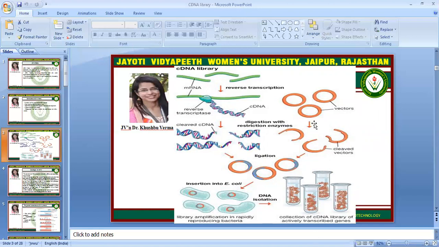material, and on the other hand, vectors are also cleaved with the same restriction enzyme, and then we can go for the ligation process. In some processes, cleaved cDNA can also be attached with linker molecules, and then we can go for ligation with the plasmid. Now this is the recombinant vector. It can be introduced into E. coli. E. coli can multiply by their normal process of reproducing, and from these we can isolate the DNA and obtain a collection of the cDNA library of actively transcribed genes.